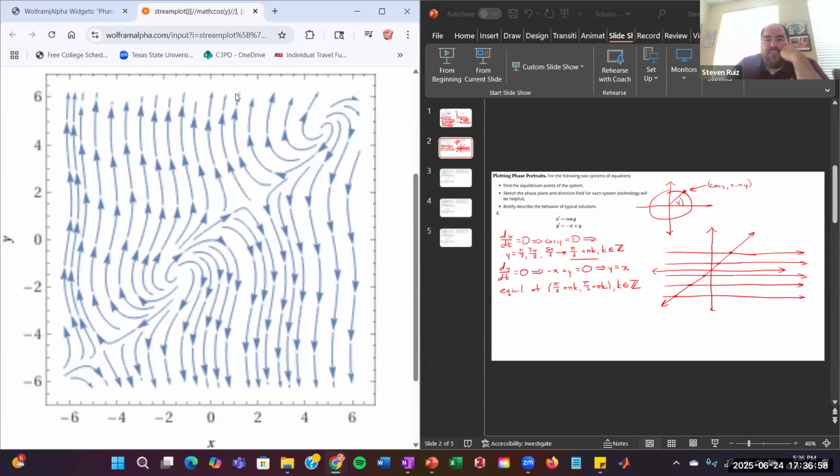And then briefly describe the behavior of typical solutions. I'm not sure what would be typical here, but let's talk about a few things. It looks like, at least for the field that I graphed, most of your solutions are going to trend either very high upward or, depending on where you start, your y values are going to increase while your x values remain relatively stable.